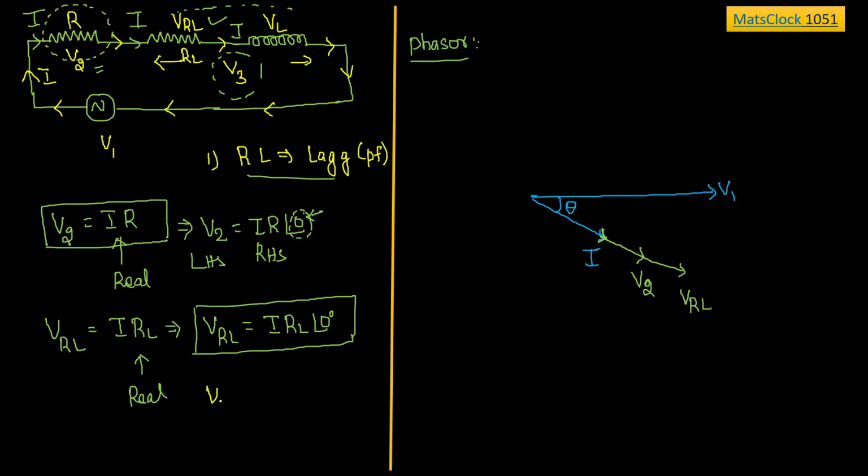Inductor voltage can be written as VL equal to, remember, j times omega L into the current flowing through the network. How will you write this in polar form? In polar form, the magnitude is I omega L, and the phase angle should be 90 degree. It is clearly indicating that the phase angle difference is such that, from the current, the voltage VL is 90 degree leading.